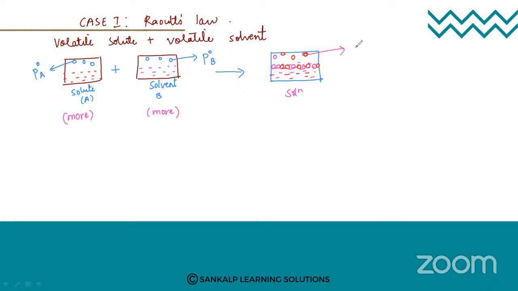So this will be denoted as PA because it is not pure, and this I will denote as PB, because in solution both solute and solvent are present. So the number of vapors present will be less as compared to that of pure solute and solvent, while in the pure forms more number of vapors are present. Is it clear till here? Yes.